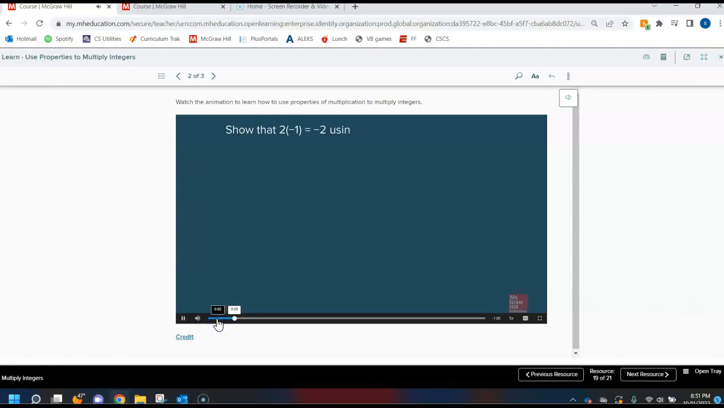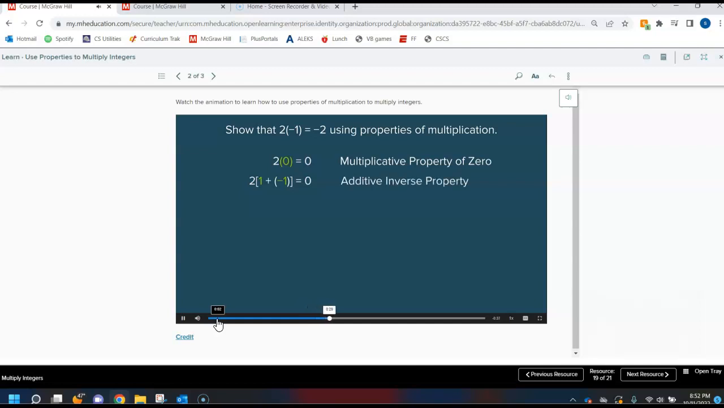Suppose you are asked to use properties of multiplication to show that 2 times -1 is equal to -2. Let's begin with a true statement that shows 2 times 0 equals 0. This statement is true based on the multiplicative property of 0. Now 0 can be replaced by the sum of 1 and -1. This substitution is based on the additive inverse property. Next, multiply each addend from the previous statement by 2 using the distributive property.